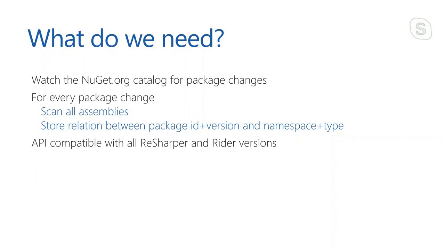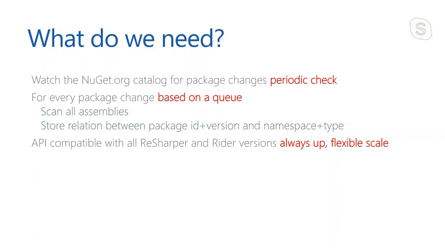What do we need? We need something to watch the NuGet.org catalog for changes in packages. For every package change, we want to download the package, of course, crack it open, it's just a zip file, and then scan all the assemblies that are in there. So we want to open up the assemblies and look what public types are available in there, and then store somewhere the relation between the package ID and version and the public namespaces and types that are in there so that we can search for them later on in the API. That, of course, has to be compatible with ReSharper and Rider versions since the beginning that we introduced this feature.